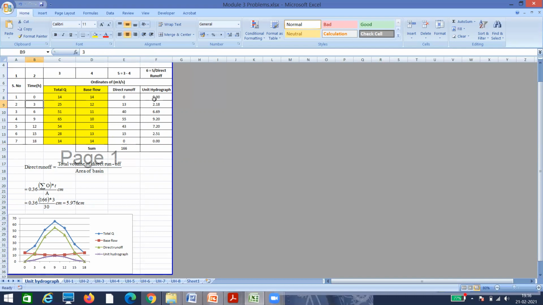Now to get the unit hydrograph ordinates, direct runoff divided by 5.976, I'll be getting the ordinates of your unit hydrograph. So this is the first simple problem.